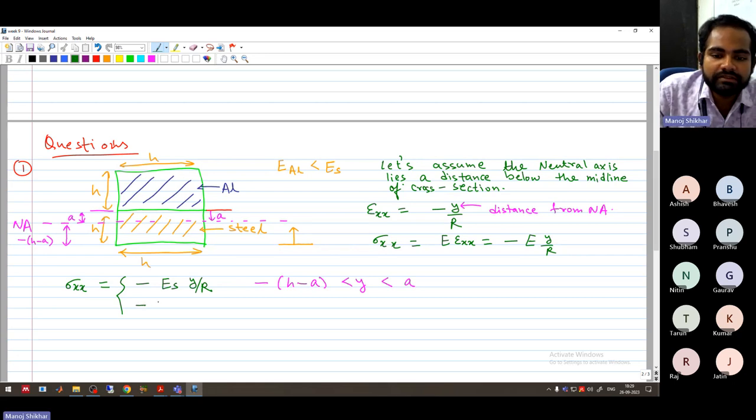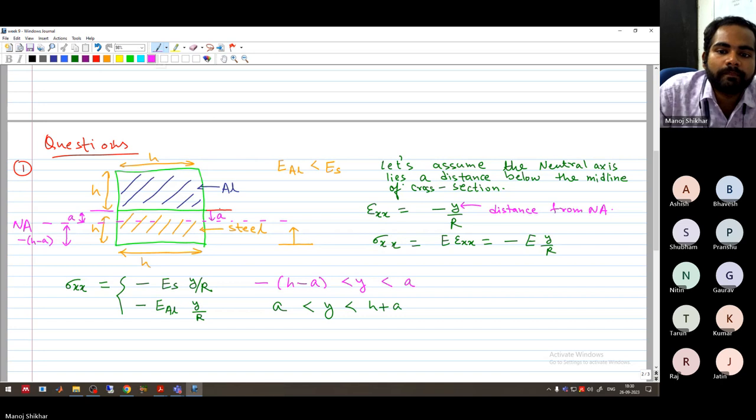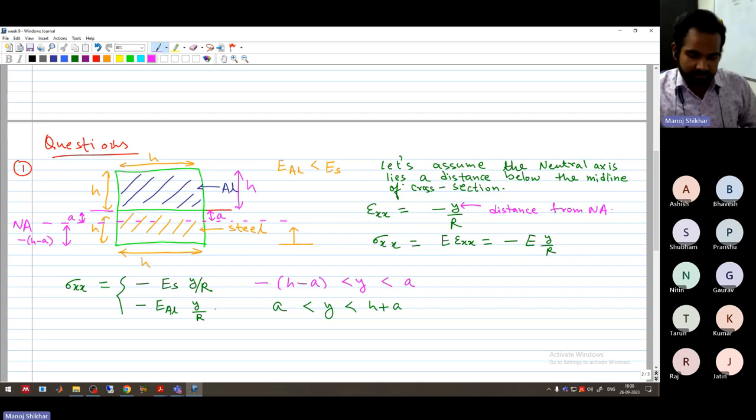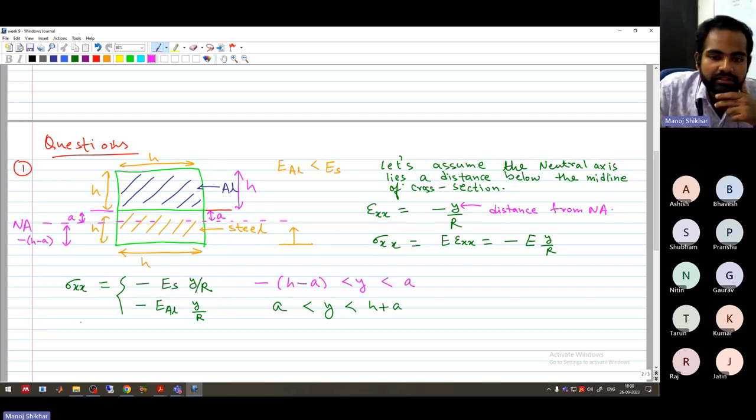And it will be minus E aluminium y upon r when y is from A to H plus A. So this distance is H. So the total distance from neutral axis is H plus A. Okay. So we can see that the stress is actually discontinuous, like it is not continuous.